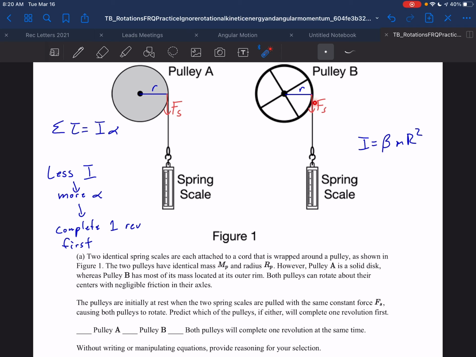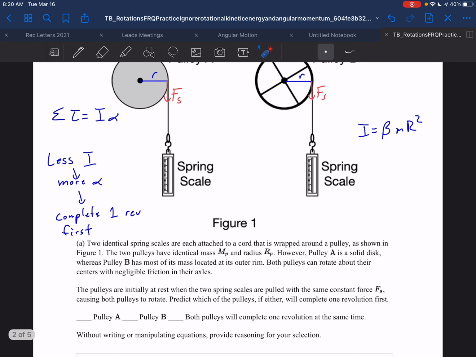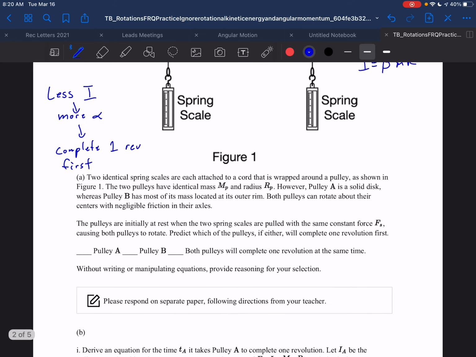And that would be this one, right? Because this is sort of like a hollow cylinder. All the mass is at the edge, and here there's mass spread out between the center and the edge. So this one's going to have less rotational inertia, and it will therefore have more angular acceleration and complete one revolution before that one does. So the answer here is pulley A.